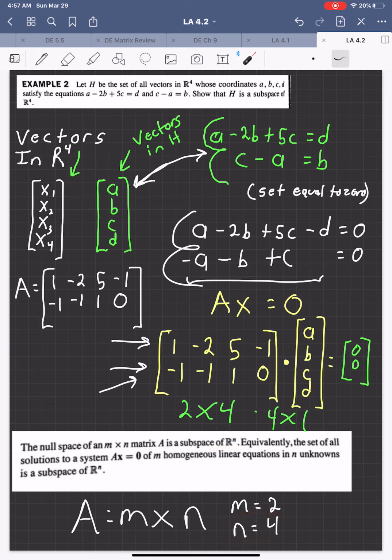So clearly, if the null space of A is always a subspace of Rn, then in this case, if n is equal to 4, that is the way we show that it's a subspace of R4.